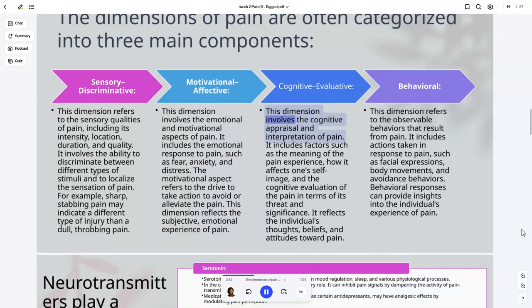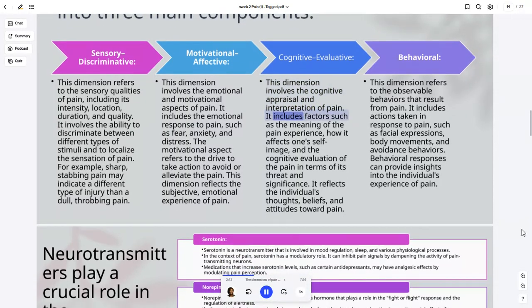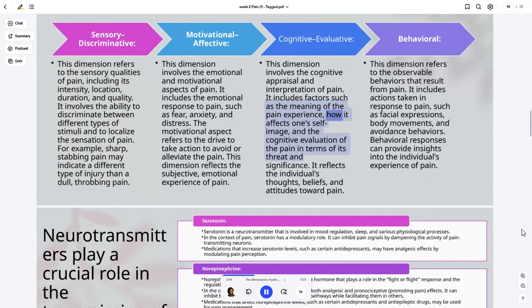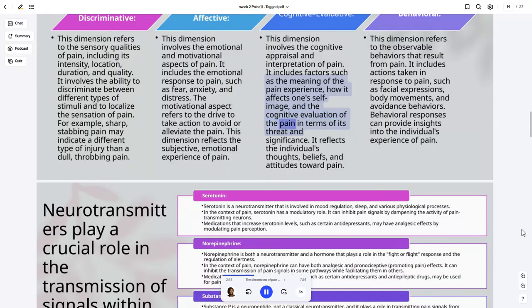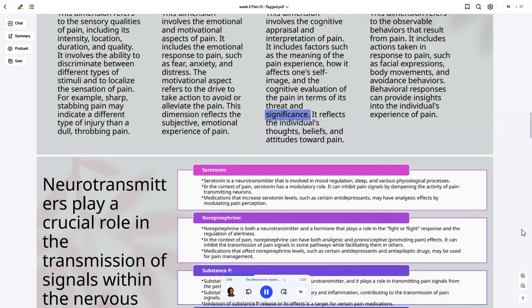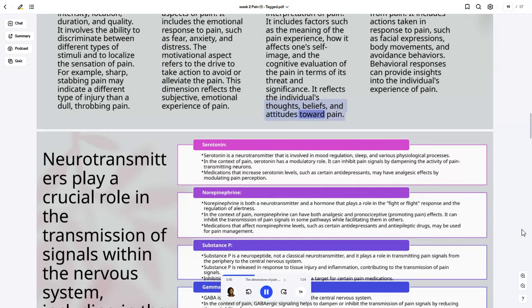This dimension involves the cognitive appraisal and interpretation of pain. It includes factors such as the meaning of the pain experience, how it affects one's self-image, and the cognitive evaluation of the pain in terms of its threat and significance. It reflects the individual's thoughts, beliefs, and attitudes toward pain.